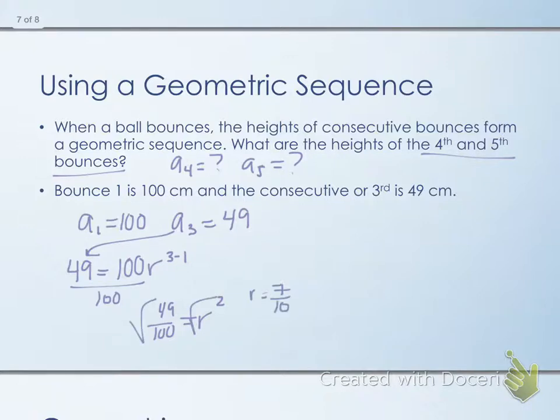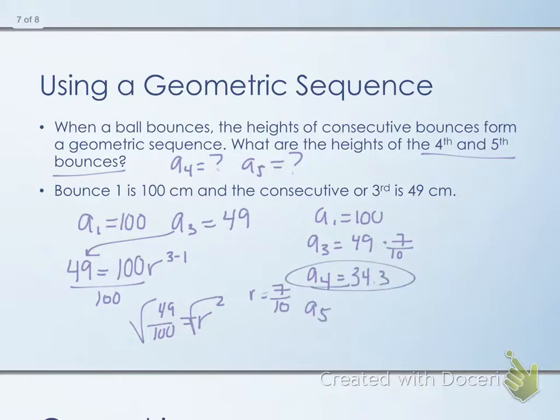Okay, so I know my first one was 100. I know my third one is 49. To get from my third to my fourth, I need to multiply that little guy by 7/10 because that was my new rate. So 49 times 7/10 is going to be 34.3, so there's one of them. And then to get my fifth one, I need to multiply by 7/10 again to keep it going because of that constant rate. So 24.01. So those are the fourth and fifth bounces in centimeters.